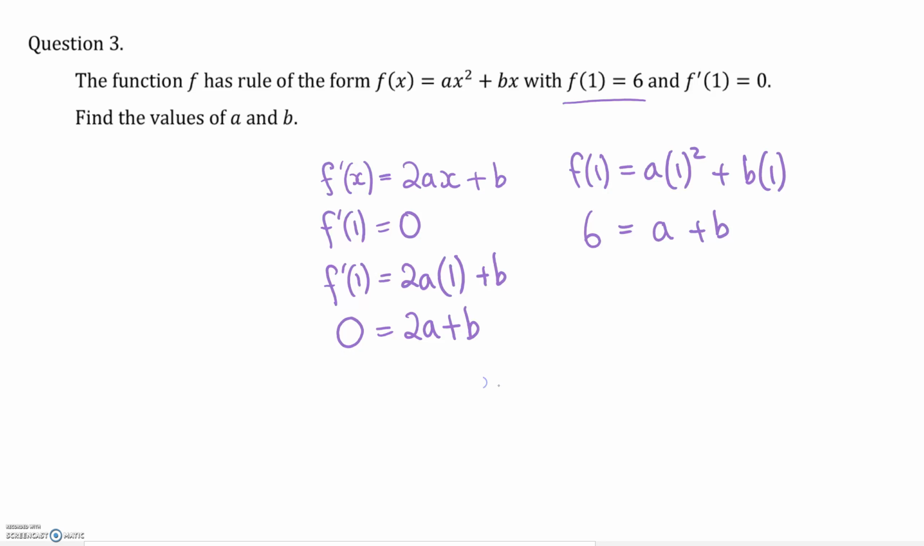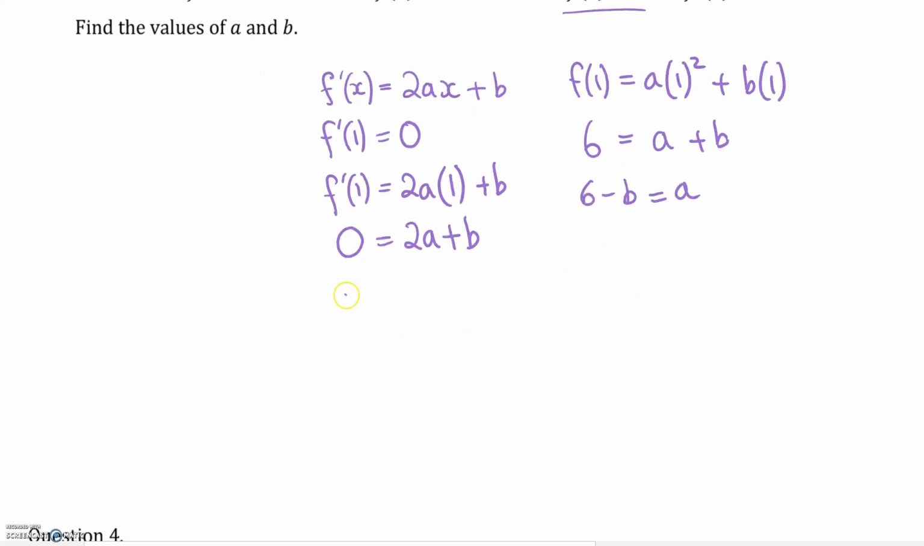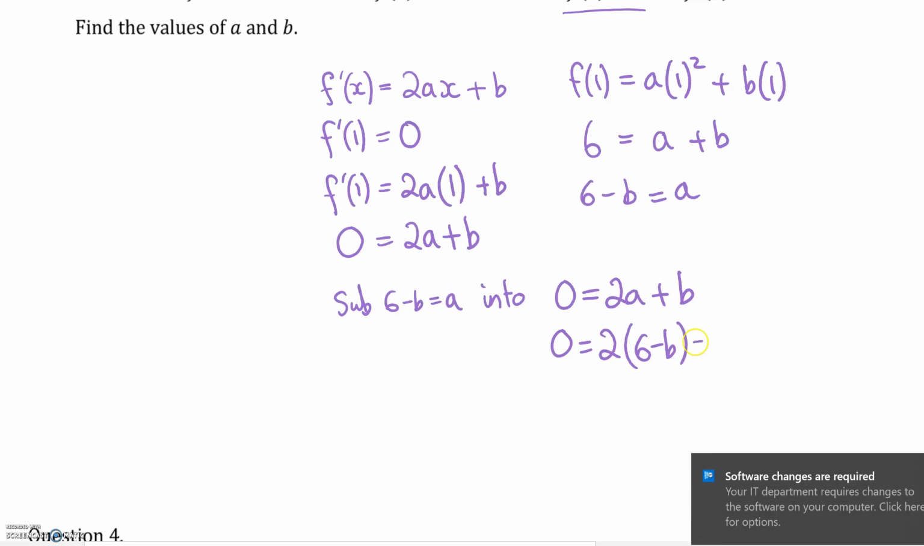So I can do a bunch of different things with these, but I think the most simple thing I can do here is a bit of substitution. So I'm actually going to say, okay, well 6 take b is equal to a. And I'm going to grab this a, essentially, and put it into this equation. So wherever there was an a, so sub 6 take b equal a into 0 equals 2a plus b. So 0 is equal to 2. Now wherever there would be an a, I'm just going to write 6 take b plus b.